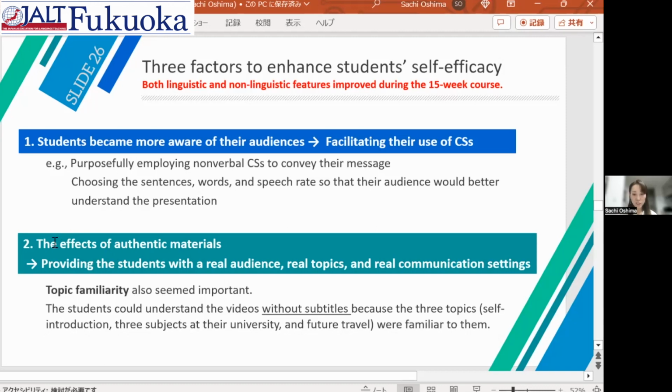And the second one is topic familiarity. Topic familiarity also seemed important. The students' level is beginner, as I already told. More specifically, the students' level in terms of the TOEIC score is below 300. However, the students' video presentations were made only in English without subtitles. And the students could understand the videos, because the three topics, self-introduction, subjects at the university, and future travel, were familiar to them.